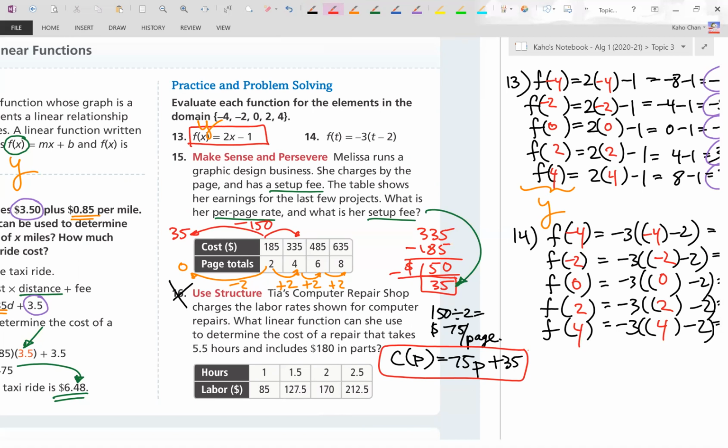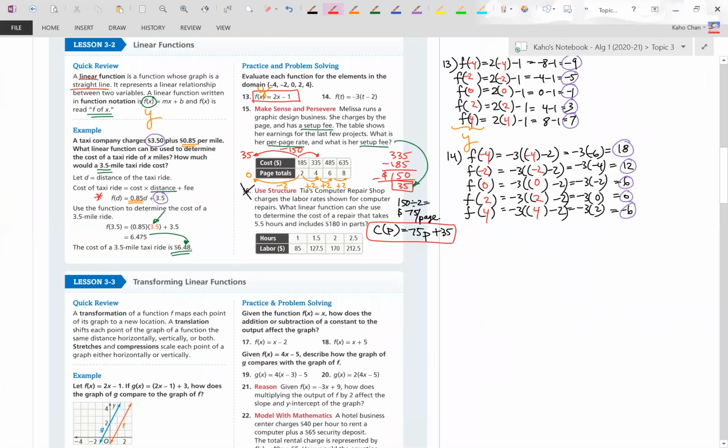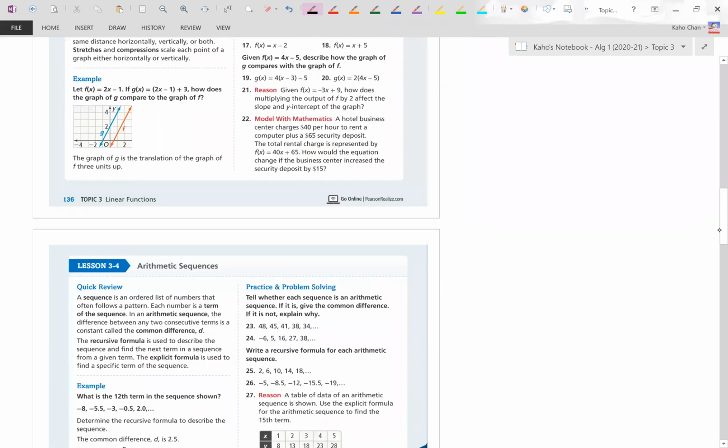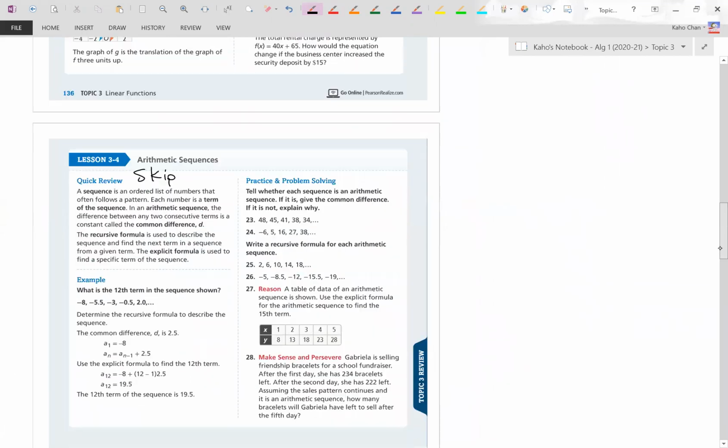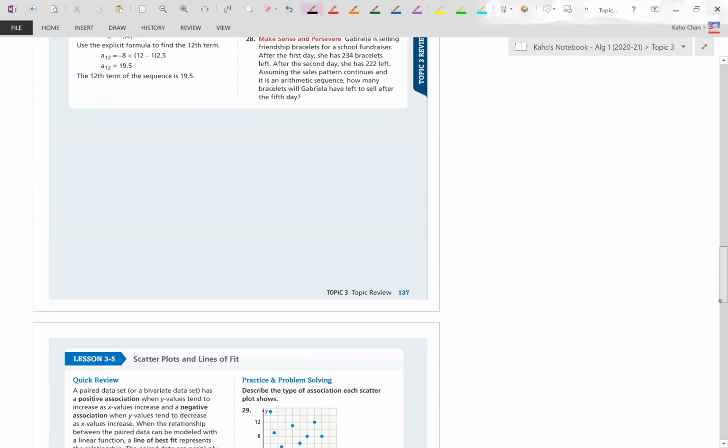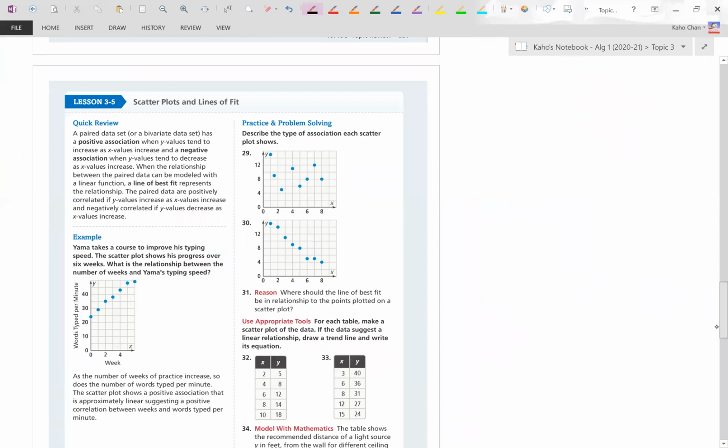Let's move on to the next section, 3.5. We're going to skip 3.3 for this year. And we're asked to skip 3.4 as well this year. So you don't have to worry about 3.3 or 3.4 on the final or on your test. But let's jump to section 3.5 on page 138.